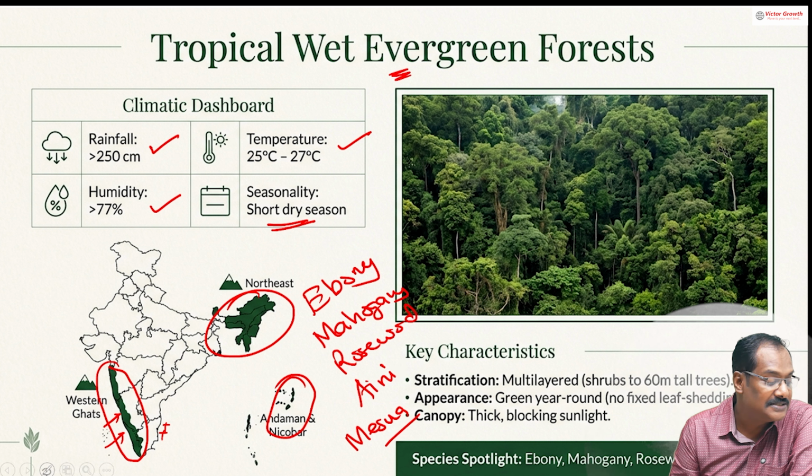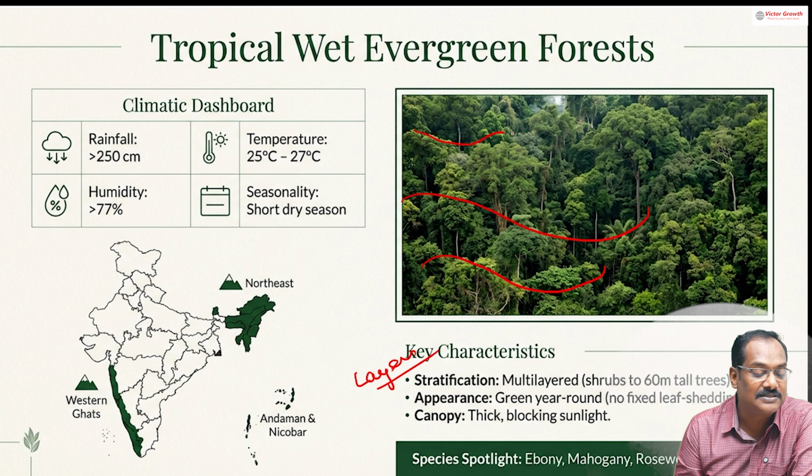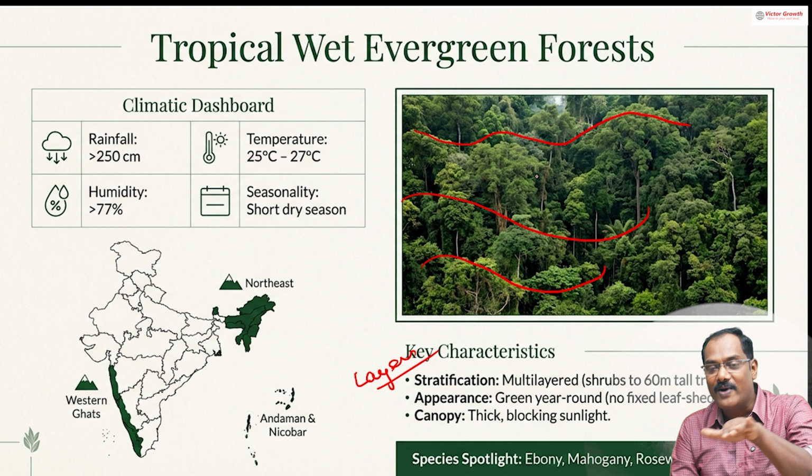Then stratified. That is very important. These forests are found in layers. Stratified means layers. Please write down layers. They are found in layers. Like you can see, this is one layer, this is another layer. Can you see this? This is another layer. Like this, layer wise you can find.